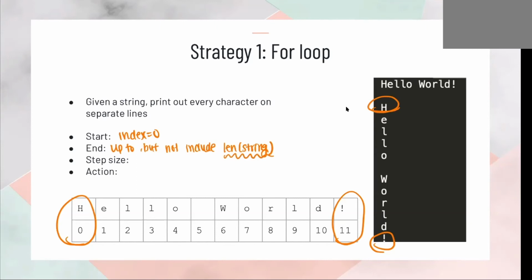In terms of step size, you want to hit every single character, and each character, if you look, is one index greater than the previous one. So the step size is just 1. And the action for our for loop is going to be identical to the action of our while loop. We saw that the actions for both should be exactly the same, because a for loop and a while loop are almost identical. So we just want to print out whatever character is at a specific index of that string. So let's go ahead and translate this into actual code.